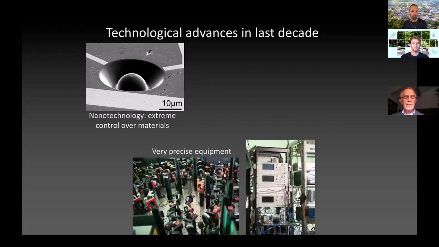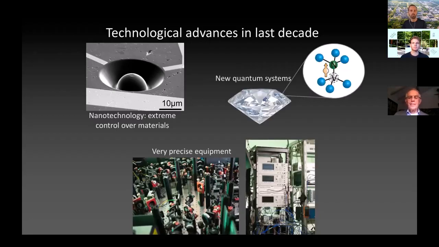Also, the equipment that we use to look at these types of structures has increased tremendously. And also new systems have been discovered. And one such system is one that I will say just a few words about. And that is a defect center inside this diamond. So diamond is made out of carbon atoms. So if you see these little blue balls as carbon atoms, and sometimes a carbon atom is replaced by a nitrogen atom, this green guy.